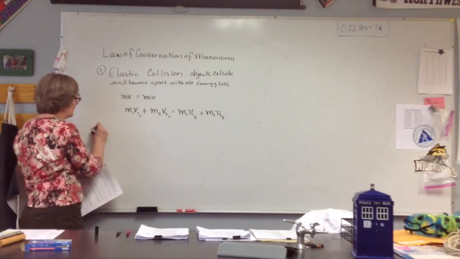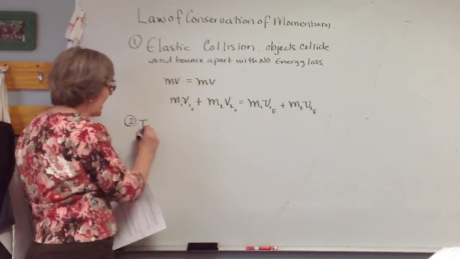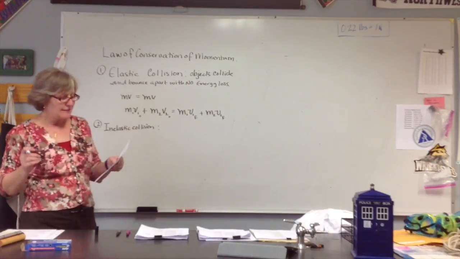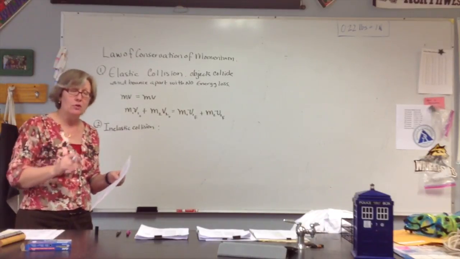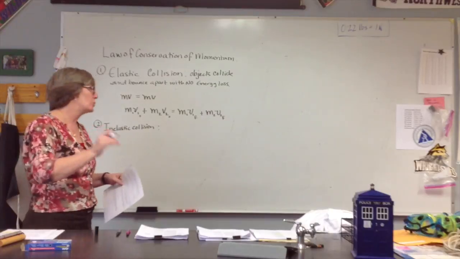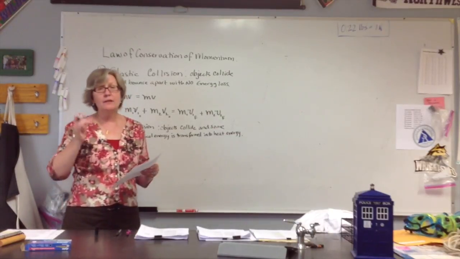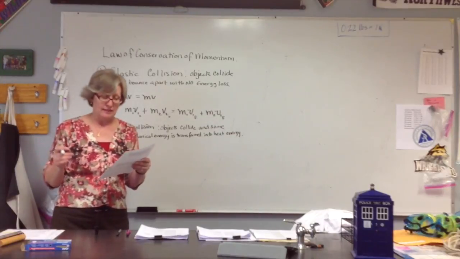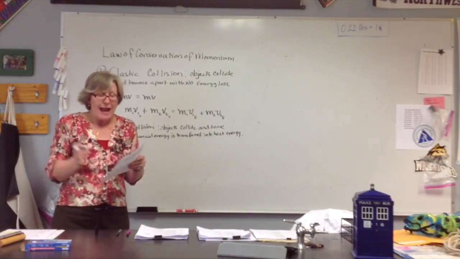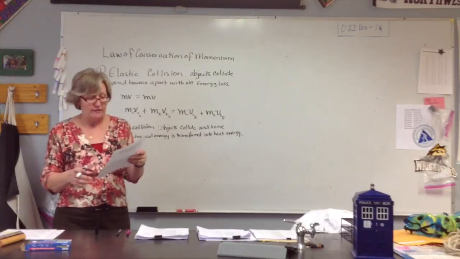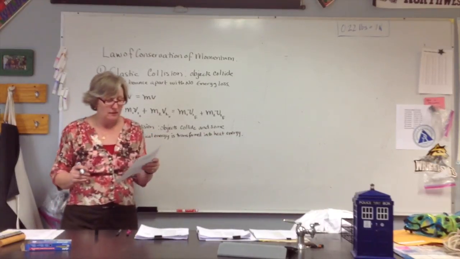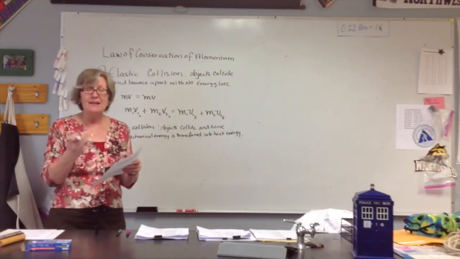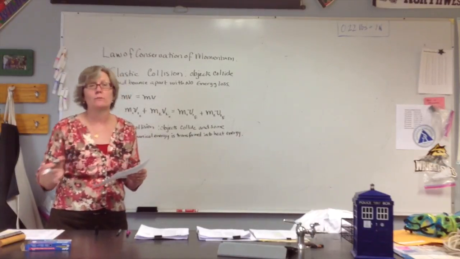A second type of collision is an inelastic collision, in which objects collide and some mechanical energy is transformed into heat. A common kind of inelastic collision is one in which colliding objects stick together, or they start out stuck and then they separate. However, in an inelastic collision, the objects need not remain stuck together, but instead they somehow end up maybe deformed in some way.